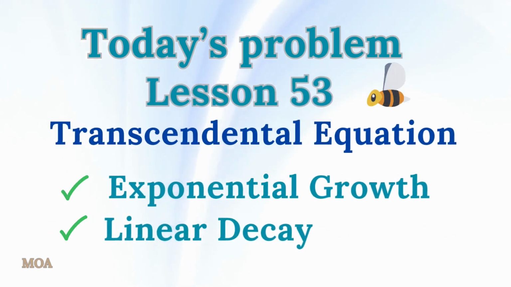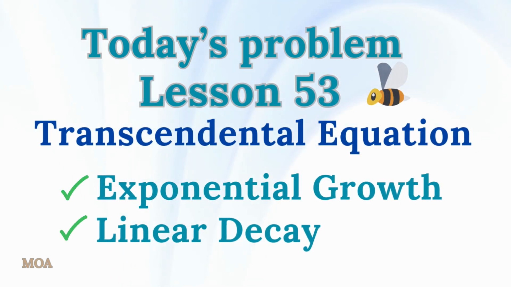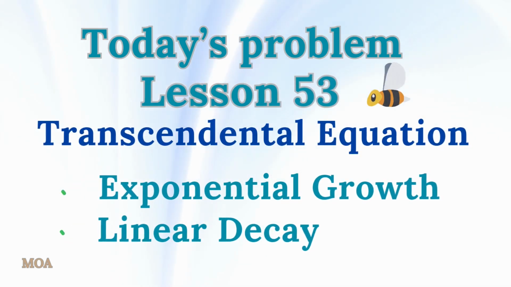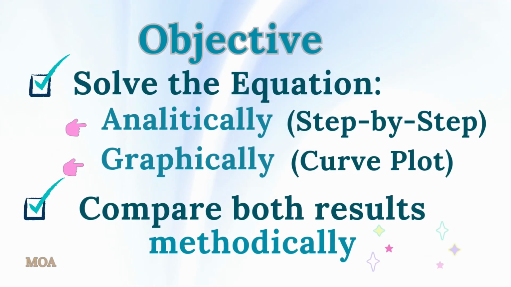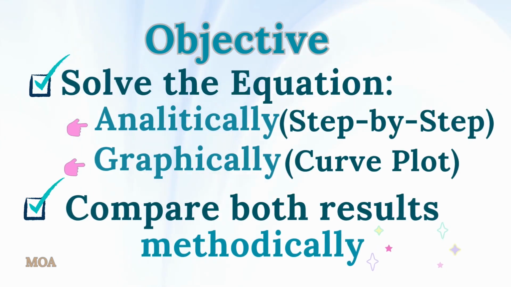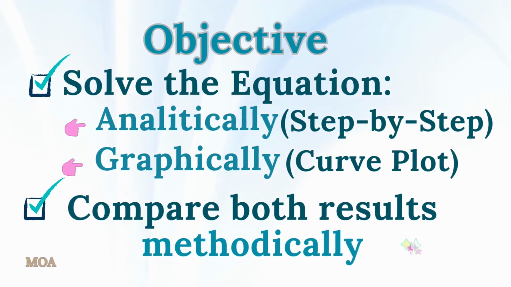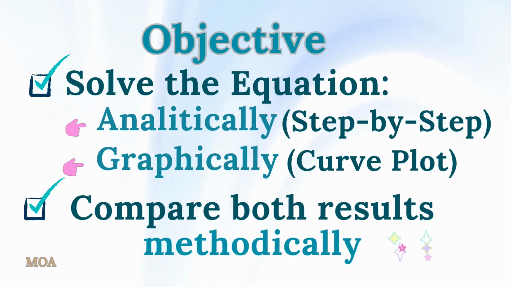In Lesson 53, we tackle a transcendental equation that blends exponential growth with linear decay, frequently appearing in competitive mathematics and olympiad-style exams. Our objective today is to solve the equation analytically, step by step, and then compare it with our graphical plot result. Stay with us as we solve this equation together, gradually and methodically.